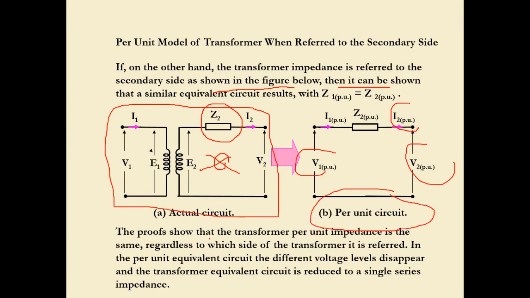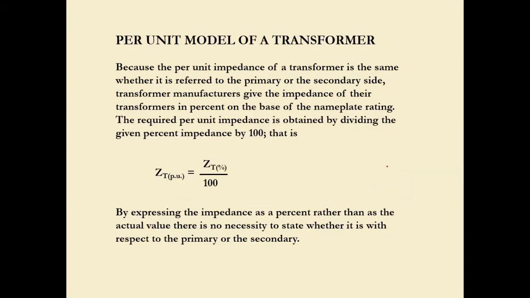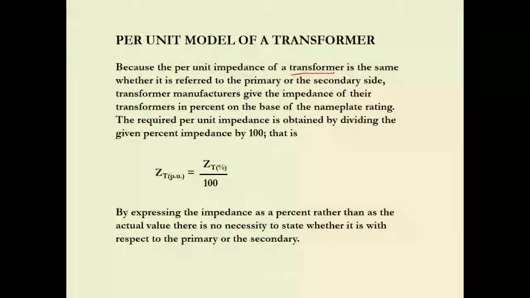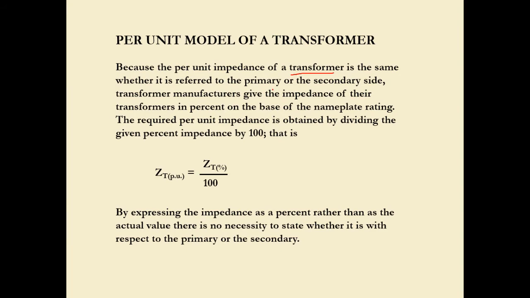The proof shows that the transformer PU impedance is the same. The impedance is the same regardless of which side of the transformer it is referred to. In the PU equivalent circuit, the different voltage levels disappear, and the transformer equivalent circuit is reduced to a single series impedance. So we have a much simpler circuit, which is a single series impedance. The per unit impedance of a transformer is the same whether it is referred to the primary or the secondary side.